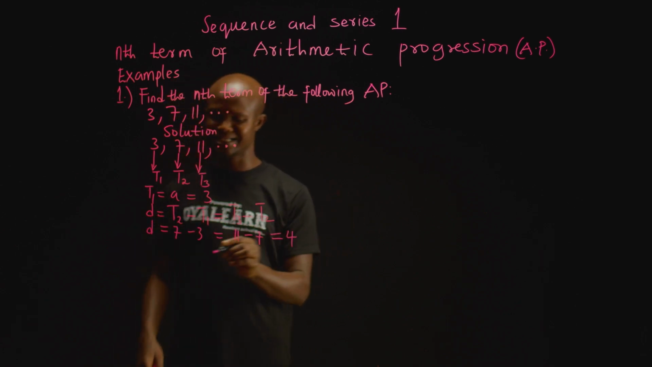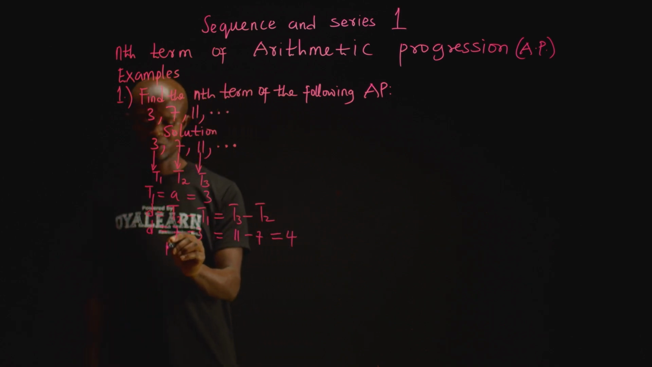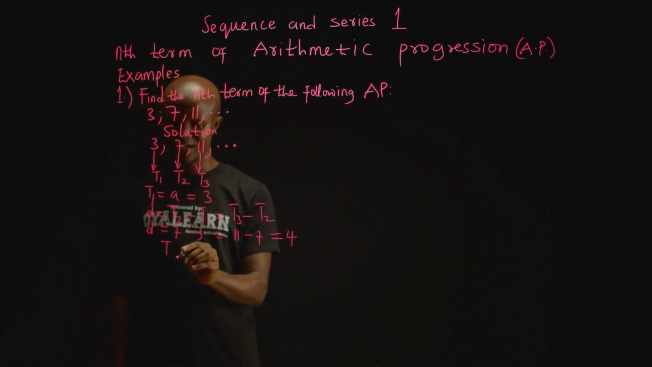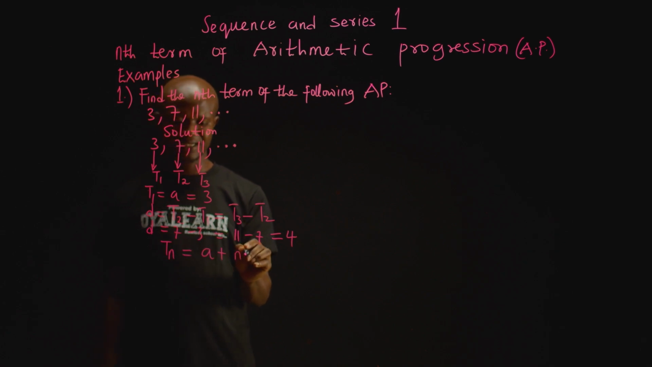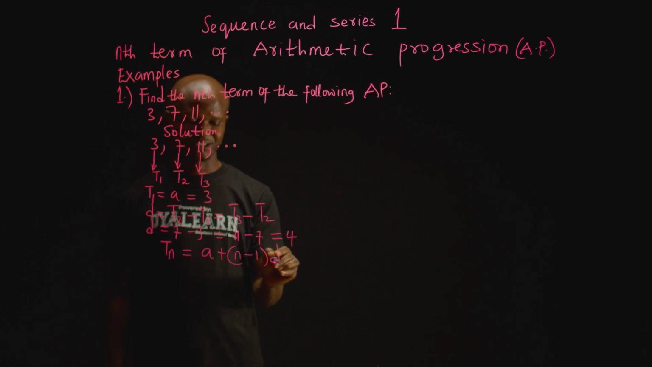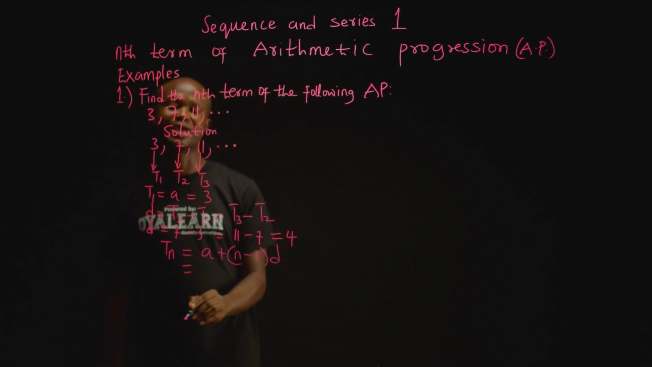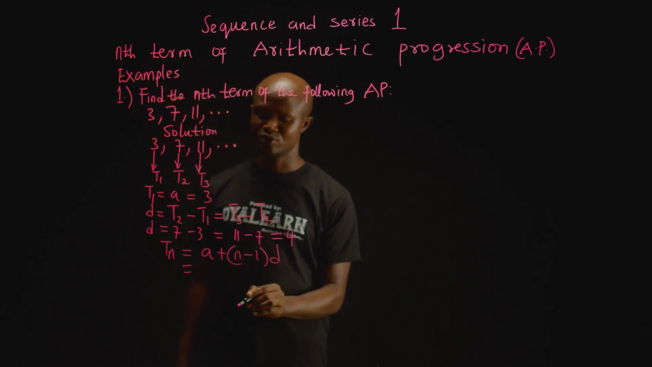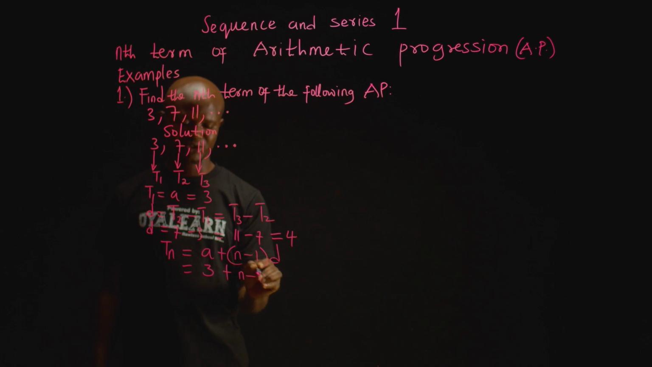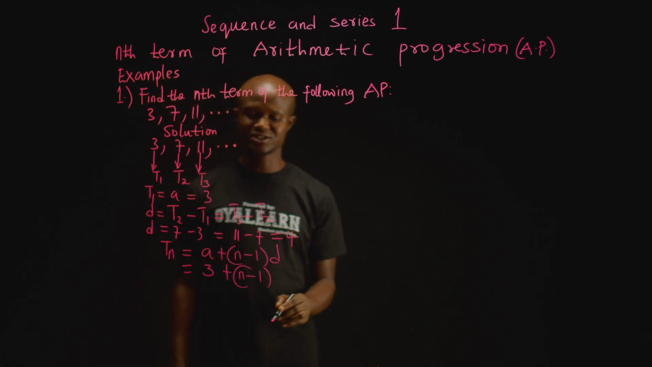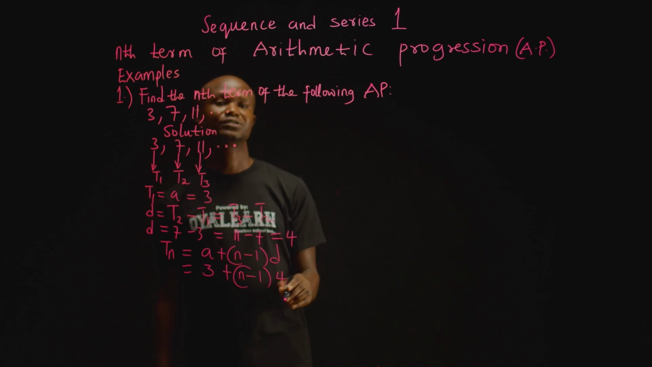Now, we want to find the nth term, and from the nth term formula, which is also known as the last term of the AP, Tn equals what? A plus (n minus 1)D. Now, in this case, anywhere we see A, we put in the value of A to be 3. Then (n minus 1) in brackets. What's the value of D? D equals 4. That's the common difference.